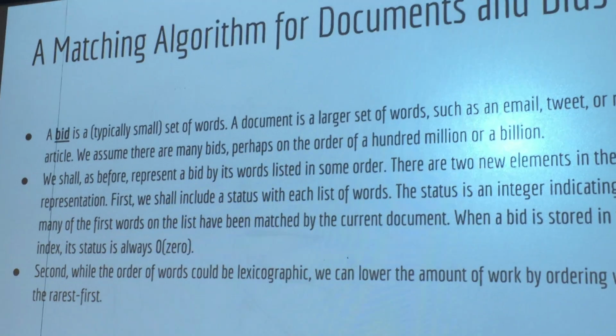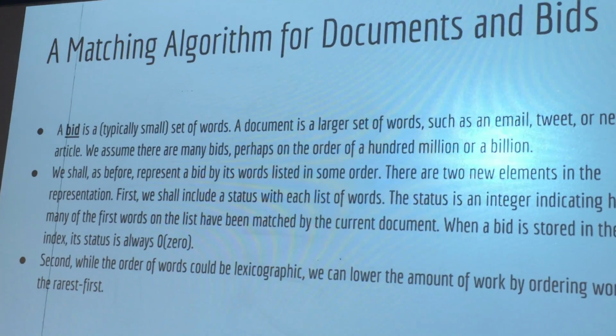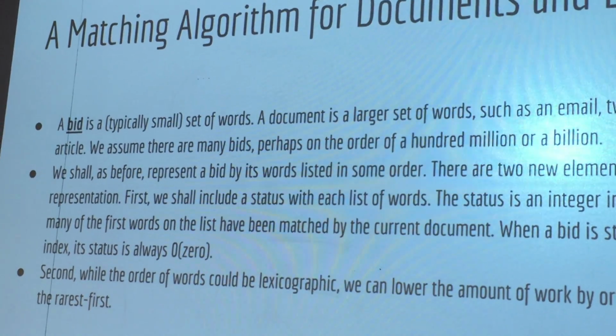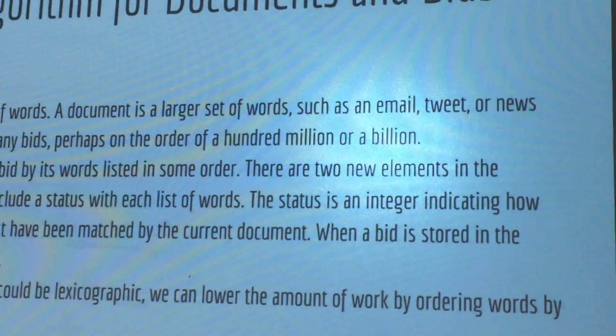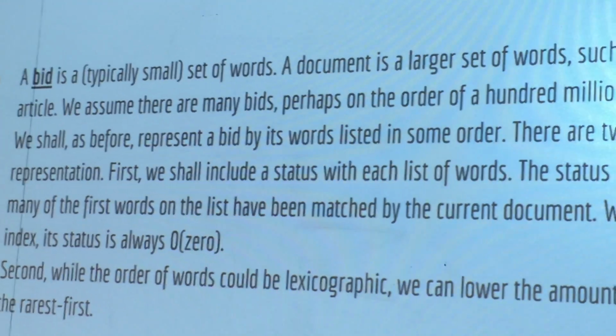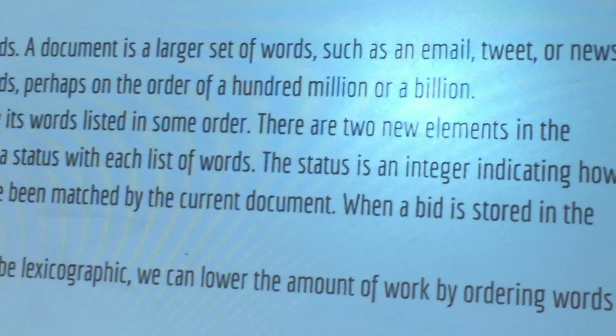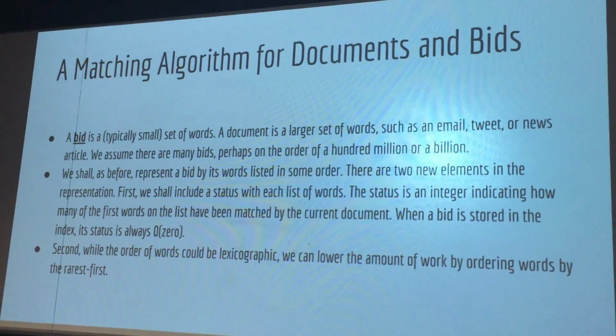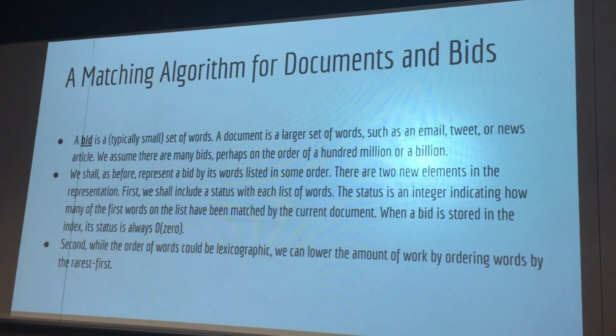A matching algorithm for documents and bids. A bid is typically a small set of words. A document is a larger set of words, such as an email, tweet, or news article. We assume that there are many bids, perhaps on the order of 100 million or a billion. We shall, as before, represent a bid by its words listed in some order. There are 2 new elements in the representation.